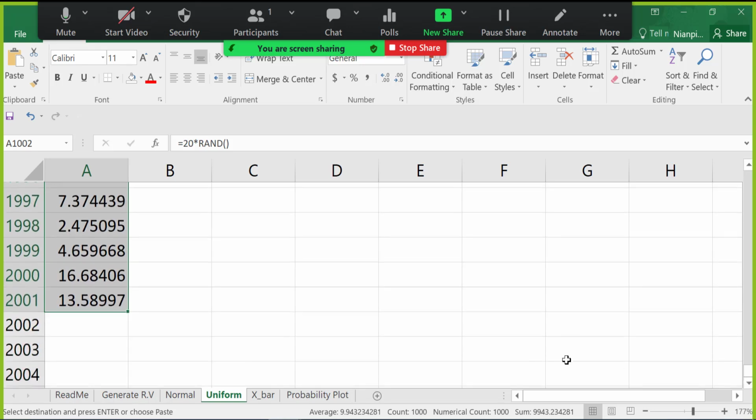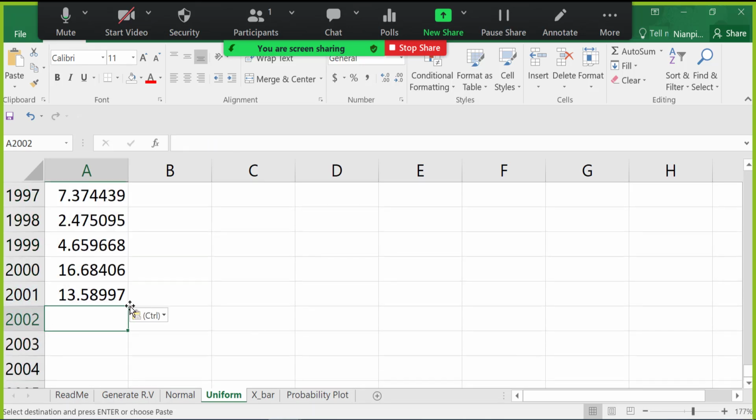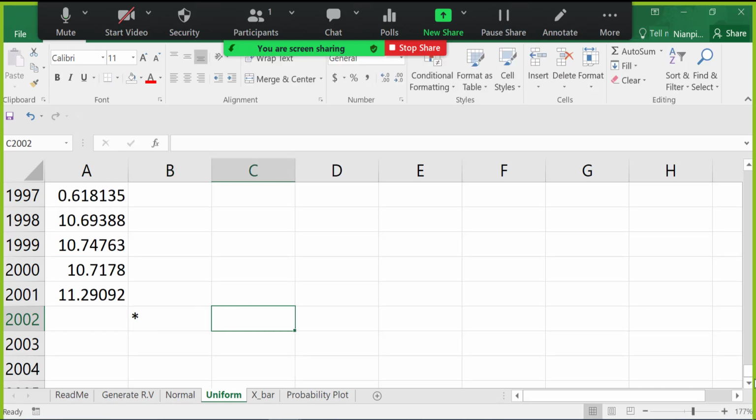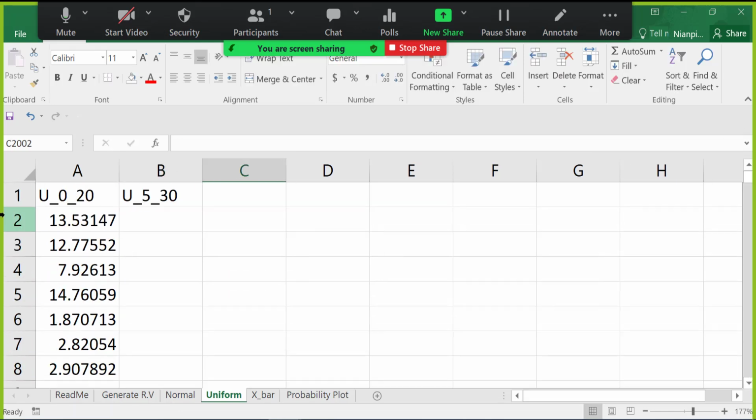See, so it should be until 2001. I put a mark here. That will be easy for me to generate another one. Now I generate another one between 5 and 30. So how can we do this? Could you multiply it by 25, add 5? Yeah, awesome. That's what I'm going to do.